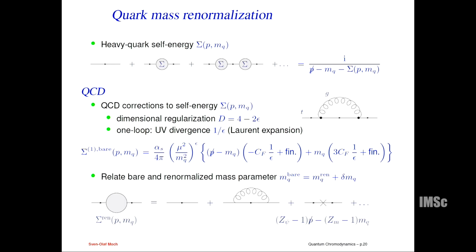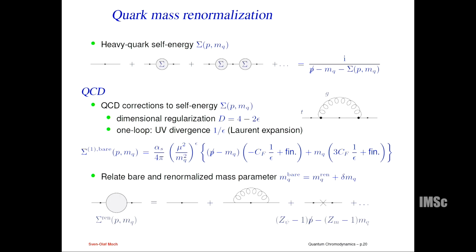I get a term proportional to p slash minus mq, and then I have an ultraviolet divergence, 1 over epsilon times minus CF. This is the part which goes into the wave function renormalization, so this would go to Z2 or Z psi as I've called it here. And then I have another ultraviolet divergence, which is proportional to the heavy quark mass, and this goes into the heavy quark mass renormalization.